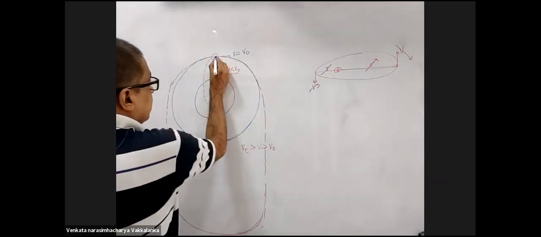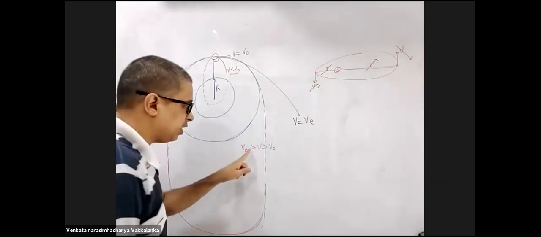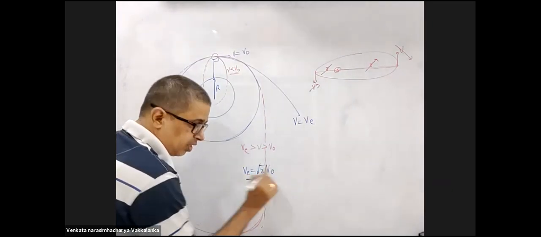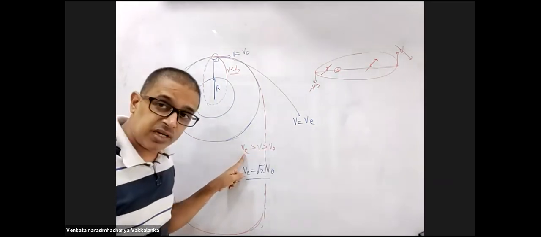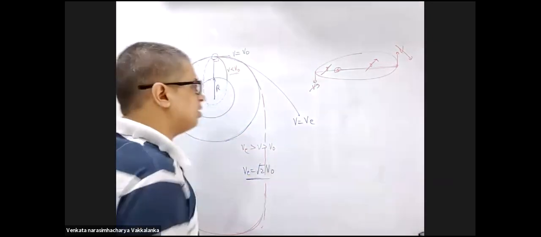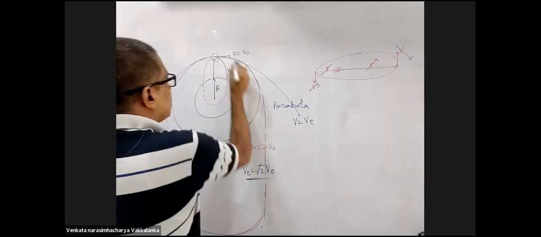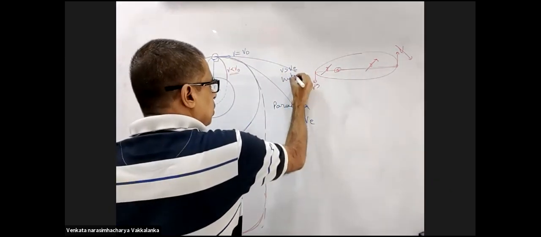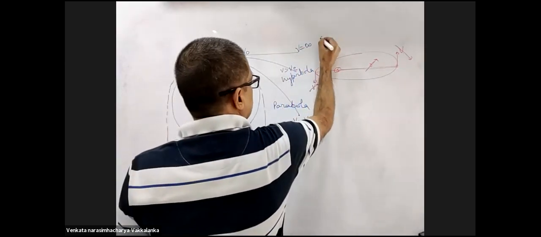Please concentrate. If I give it equal to escape velocity, you are aware of the fact escape velocity is √2 times orbital velocity, right? So here the velocity is greater than orbital velocity but lesser than escape velocity. If I give equal to escape velocity, it will be a parabola. Greater than escape velocity, it will be a hyperbola. Equal to infinity, it will be a straight line.